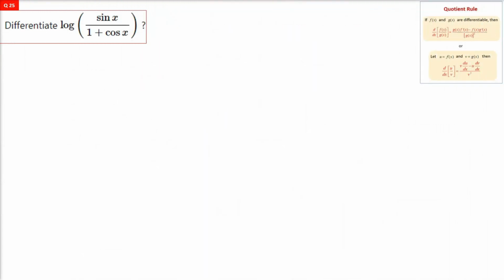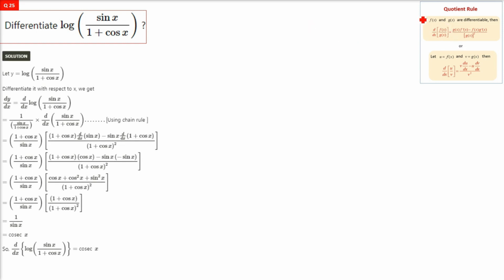Differentiate log of sin x divided by 1 plus cos x. So we will apply first the normal thing, that is log theta, 1 by theta. Then we have to apply the quotient rule, because we have to differentiate sin x by 1 plus cos x. So y equals log of something, it is going to be 1 by something. So this sin x by 1 plus cos x will come in the denominator, and 1 plus cos x will go in the numerator. So it will be 1 plus cos x by sin x. So this term we have already achieved.